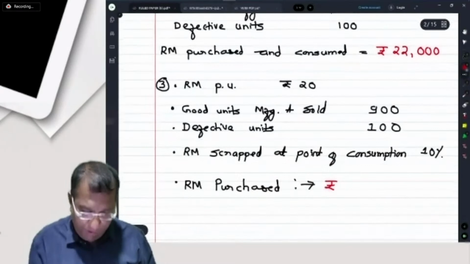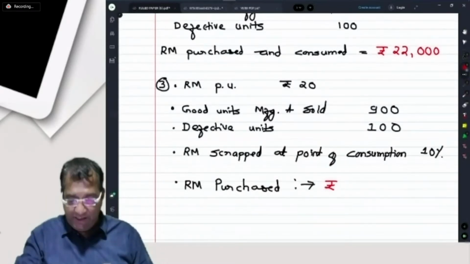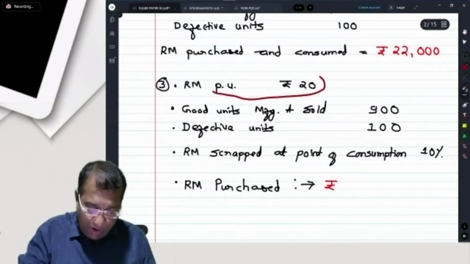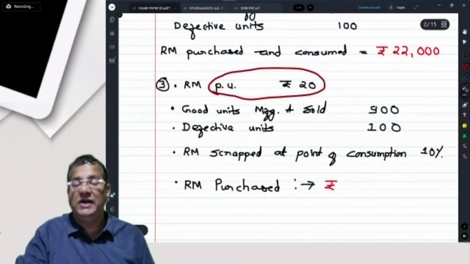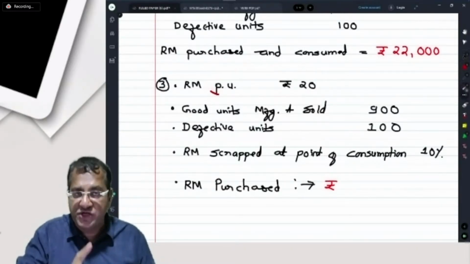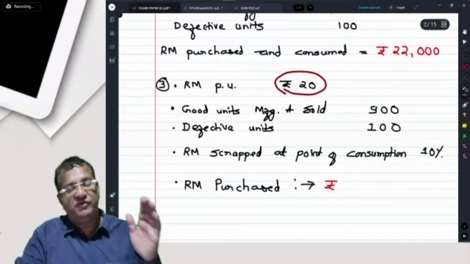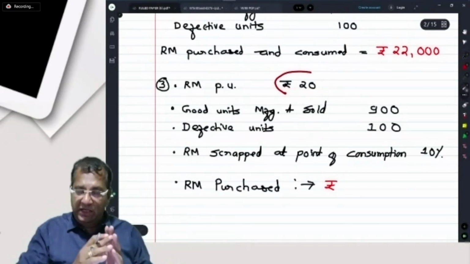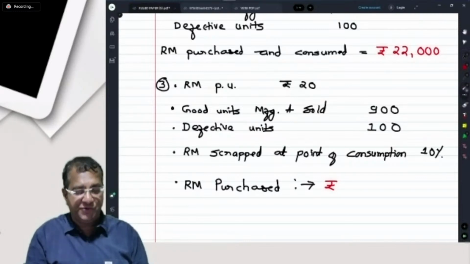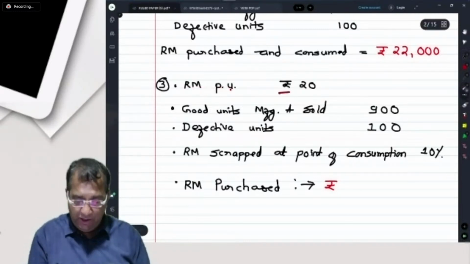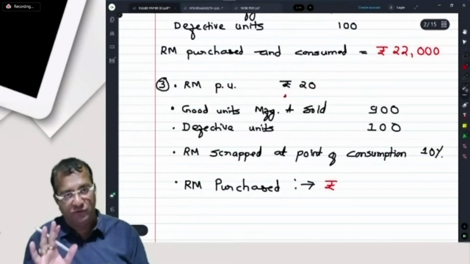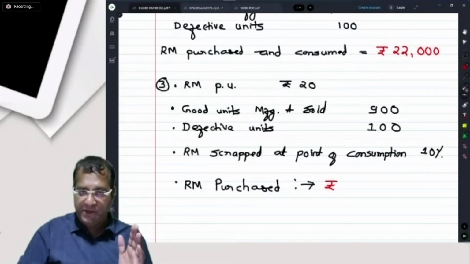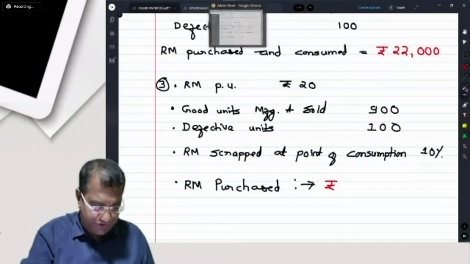Raw material is 20. And one thing, please listen very carefully, beta. Unless otherwise specified by the question, whatever amount is given on a per unit basis will always be the final consumption amount. This 20 rupees given is the final consumption amount of raw material on a per unit basis. Unless otherwise stated, you will always take the same assumption. So tell me how many rupees of raw material I will have to purchase in this particular situation.